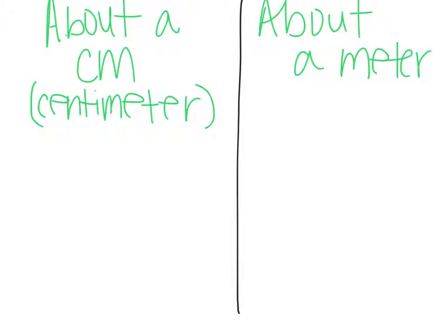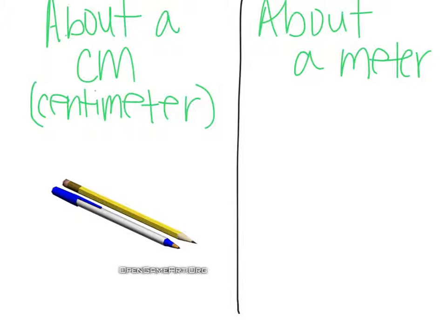The last 2 examples that I have to show you are items that are about 1 centimeter and items that are about 1 meter. So for about 1 centimeter, we have these pencils or pens, and it's not the length. We don't want to look at it from this long way. That is longer than 1 centimeter. However, we do want to look at it from this side. So the width of one pen or one pencil is about 1 centimeter.